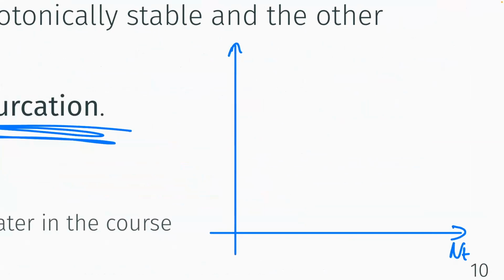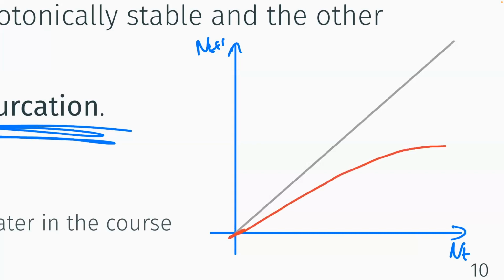So my N_t and N_{t+1}. We have a diagonal line here. If we have r being less than 0, the gradient here is going to be less than 1. So now we have a function that looks something like this. Doesn't matter what it's doing over there.